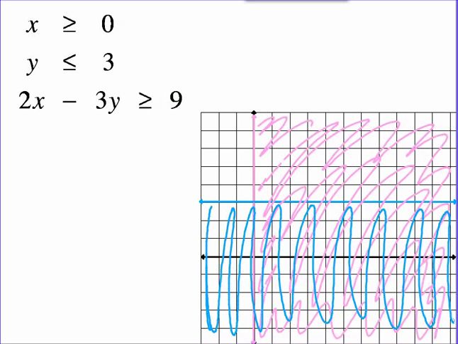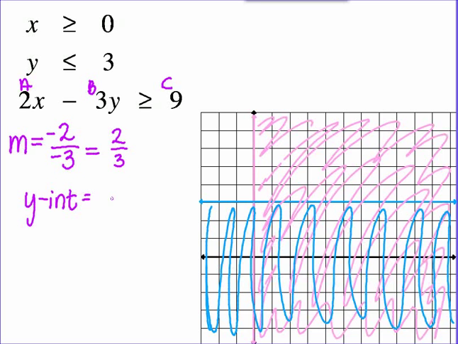Now the third one, pick the darkest one of the 3. It doesn't matter which color you choose. We need to find the slope and the y-intercept. So first of all, what's the slope going to be? Negative 2 over negative 3, because remember, here's A, B, and C. So I do negative A over B, which is 2/3. My y-intercept is 9 over, so my y-intercept is at negative 3.